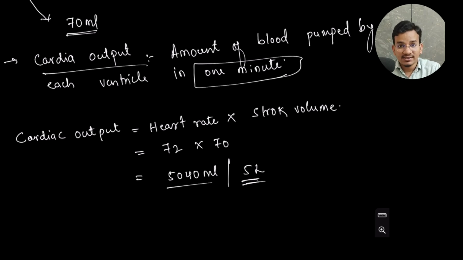But if you are doing exercise, strenuous exercise, at that time the cardiac output can reach up to 15 liters per minute or 20 liters per minute, because the heart rate is increasing. So in normal physiological conditions 5 liters of blood is pumped by each ventricle. So this is about the cardiac cycle. If any doubt is there, you can ask me.